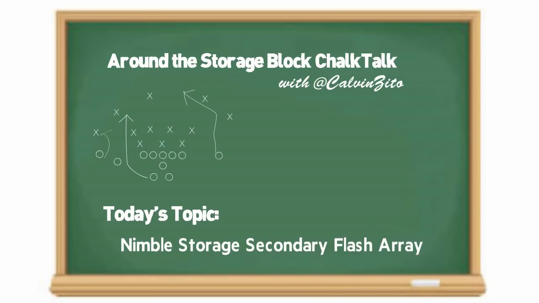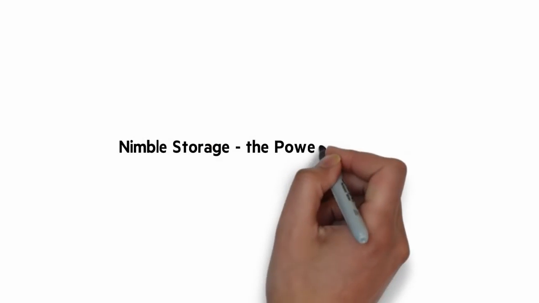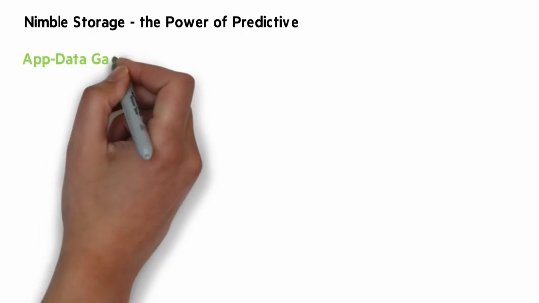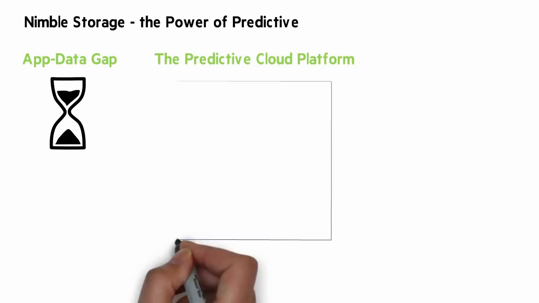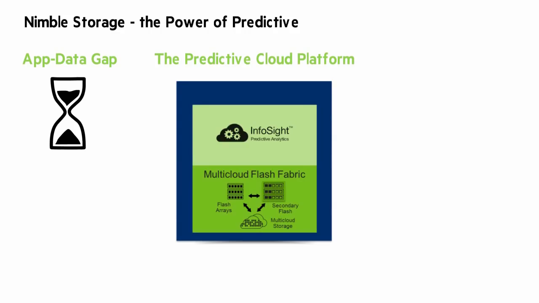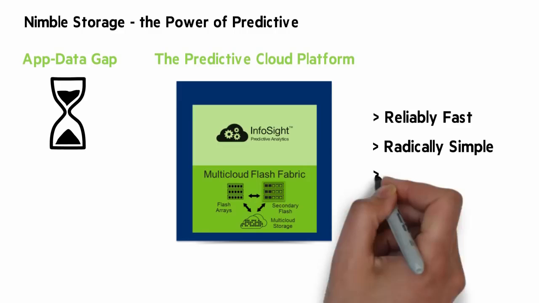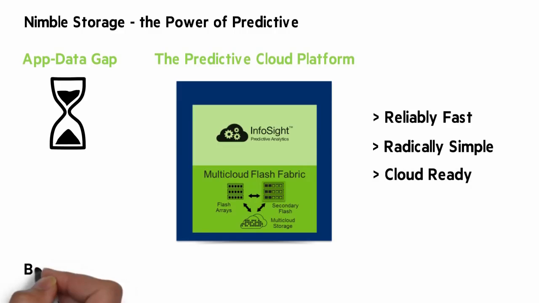In this Chalk Talk, I'm going to introduce you to the Nimble Storage Secondary Flash Array. Digital transformation is a reality, and any slowdowns or outages is something Nimble Storage calls the app data gap. Nimble has analyzed the causes of the app data gap, and Nimble's approach to addressing this is the Nimble Storage Predictive Cloud Platform. I have another Chalk Talk that covers this in detail, and I don't have time to talk about it here, so be sure to check that out.